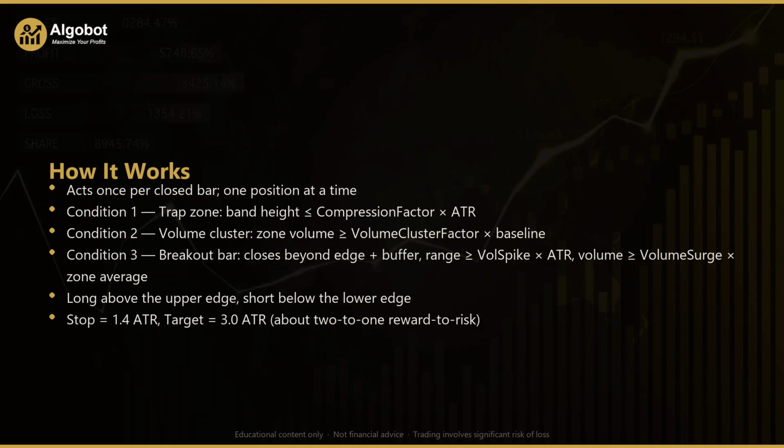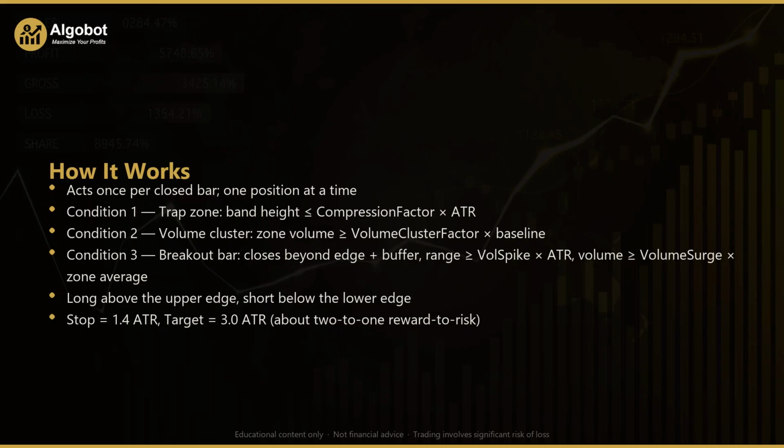The first condition is the trap zone itself. The strategy looks back over a window of bars, 20 by default, and measures the height of the price band, from the highest high to the lowest low. It compares that height to the ATR. The zone only qualifies when the band height is small relative to volatility, specifically when it is no wider than the compression factor times the ATR, 4 by default. In plain terms, if the market is swinging a full ATR of range every bar, yet nets only a few ATRs of total range, price is coiling rather than trending. That's the setup the strategy is looking for.